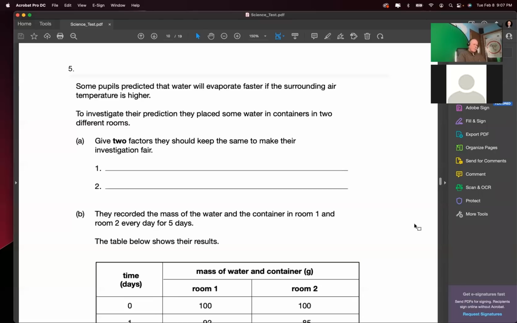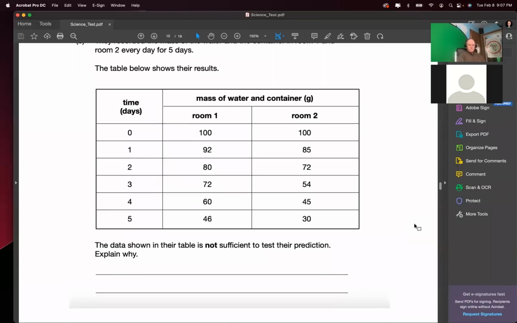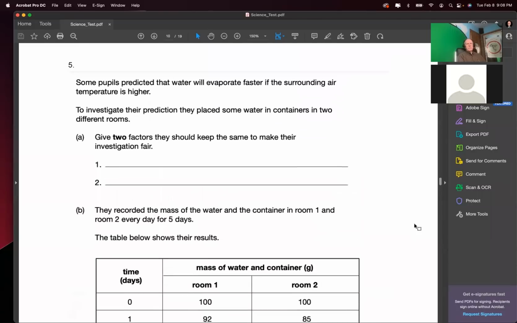Okay, they recorded the mass of the water and the container in room 1 and room 2 every day for 5 days. Then we have a little table right here. Explain why this is not sufficient to test their prediction. This requires a little thought. Let me reread it for you.